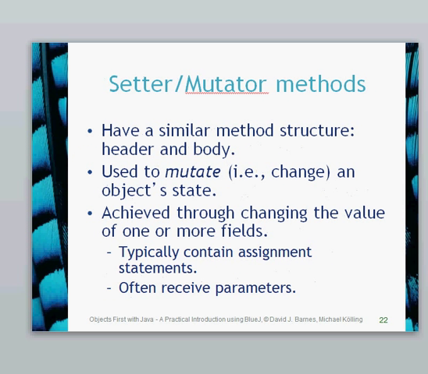The other category is the setter method. It's a similar method structure. It needs the same header and body structure, but it's used slightly differently and has to change an object's state. This is typically achieved through assignment statements, and they often receive parameters. In order to change a variable, you'll need some kind of assignment statement in the method, and that will be within a mutator method. And they often receive parameters for that assignment statement.